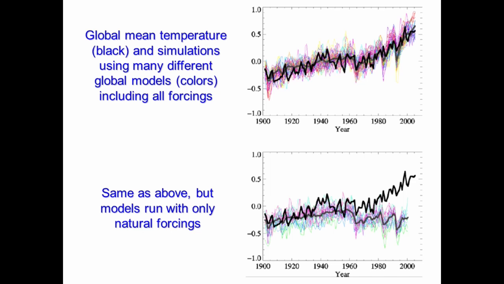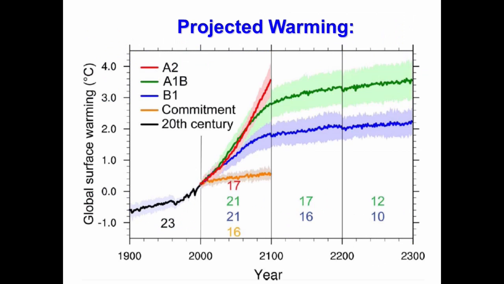We can run those same models again, but without putting in the increase in greenhouse gases and sulfate aerosols, and we get this set of curves down here, which is okay for the first 50 years of the 20th century, but begins to diverge from the actual record in the latter part of the 20th century. This is but one piece of evidence that man is affecting climate.